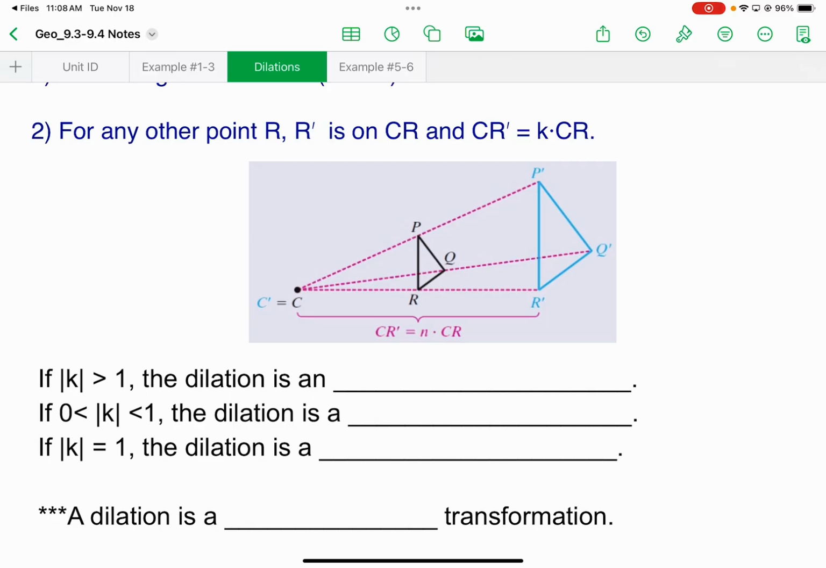So there are two types of dilations that we'll talk about. Just in layman's terms, tell me what's happening to this triangle. It's getting bigger, right? All right, so if the absolute value of your scale factor is greater than 1, what would you expect the dilation to be? Do you think it's going to get bigger or smaller? If we're multiplying it by a number that's bigger than 1, probably bigger. So what we would call that is an enlargement.